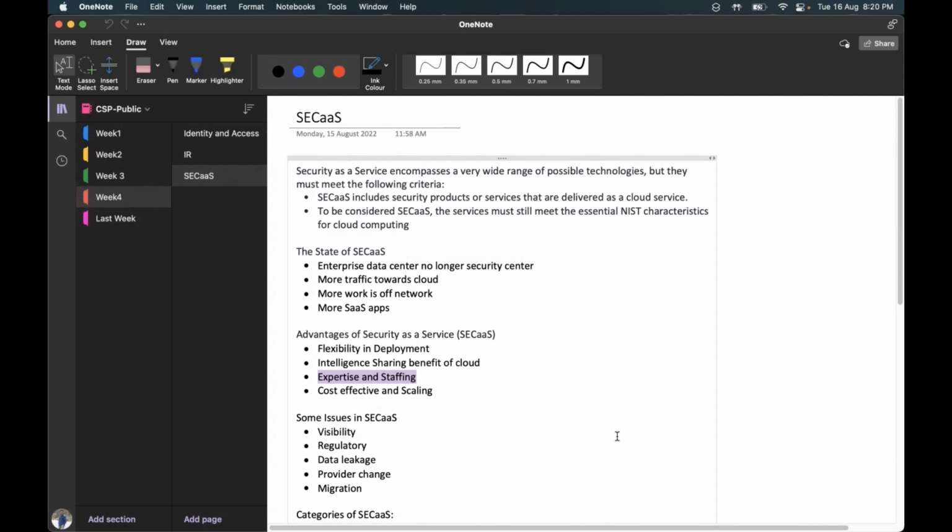So you don't need to train your employees from the very basics. They can simply use the intelligence or the experience of your service providers, right? That is helping you there, first of all.